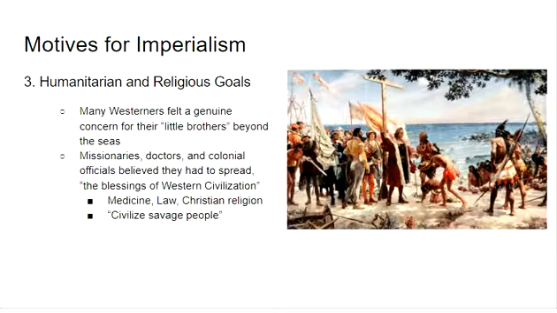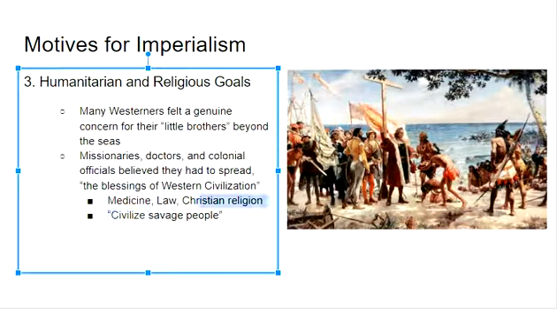The third motive for imperialism is the humanitarian and religious goals, and that's putting it nicely. We saw this a lot with the Age of Exploration, the idea of God as a cause of exploration. We see that continued through imperialism. Many Westerners felt the need to civilize. What we're going to see down here, we're going to see that a lot, civilize the savage people.